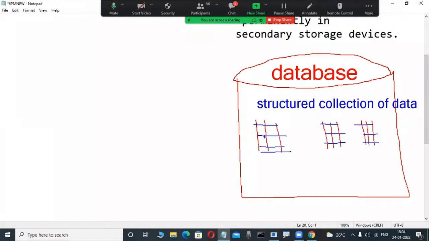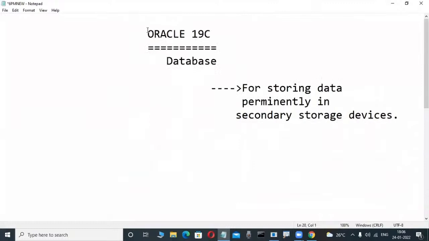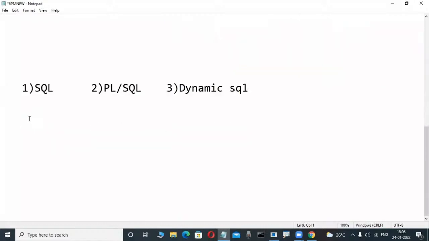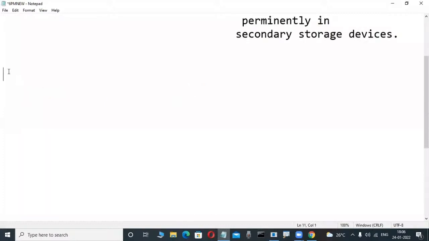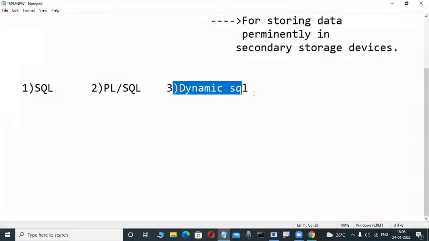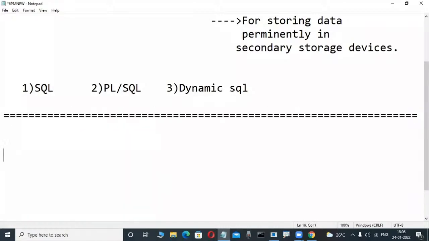Once a structured collection of data is there, for operating this data, which language do we use? Very good: SQL, structured query language. That's why these databases are implemented based on the relational data model. What is that today? I will tell you. Oracle, SQL Server, DB2, Sybase, MySQL, all these databases are implemented based on the relational data model concept. For operating these products, we use SQL. But for the Oracle database product, to operate it, 3 languages are used: one is SQL, another is PL/SQL, another is dynamic SQL. Up to this, we learned in the previous classes.